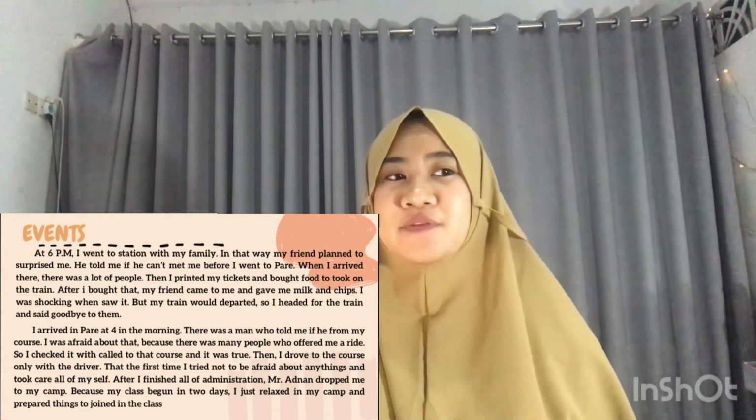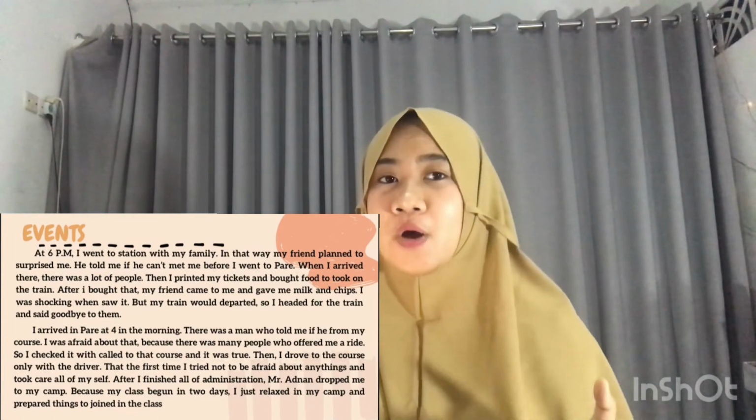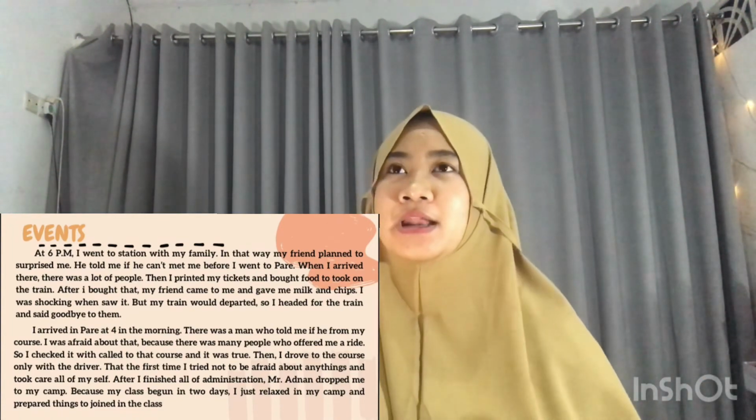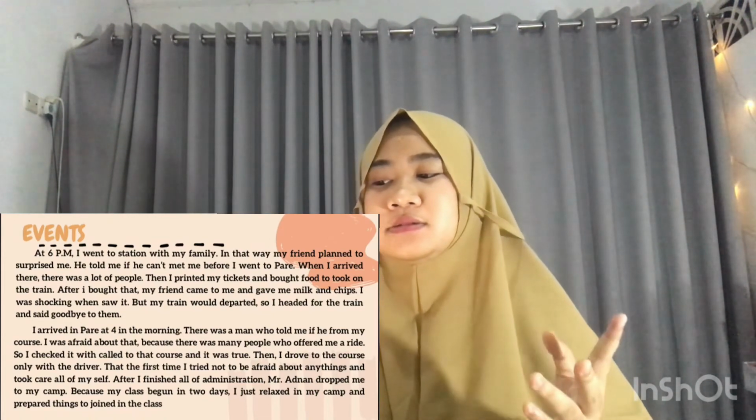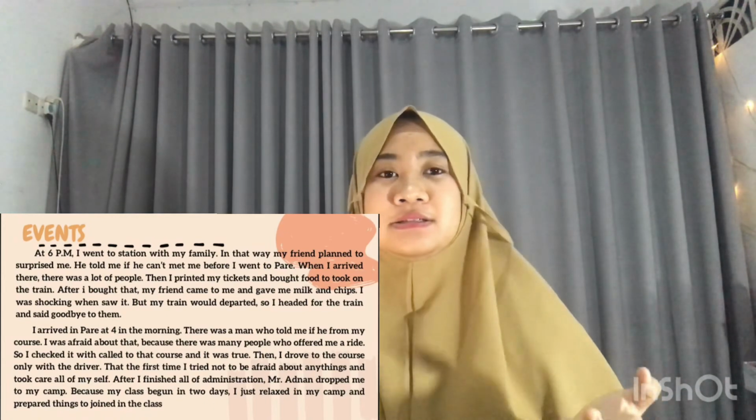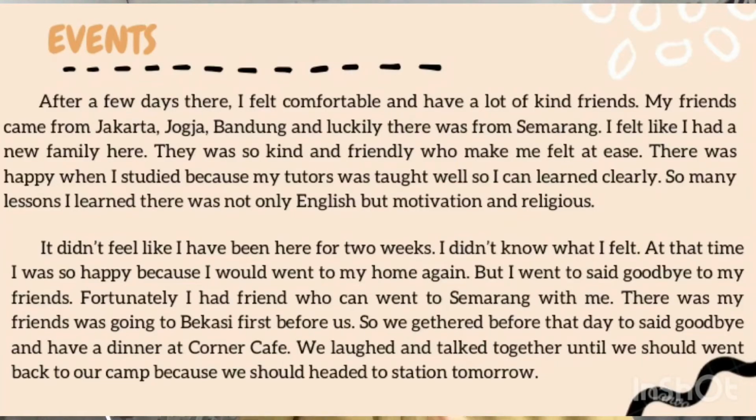Okay, in this paragraph, I just tell the reader about my activity when I came to Pare. I just explain how I came to Pare, and then in the second paragraph, I tell the reader what I did in Pare. You can see in this part about the events, I just tell how I could meet my friend in Pare and how happy I am there. After that, in the last paragraph of events, I just tell the reader about my feeling when I want to go home, like that.